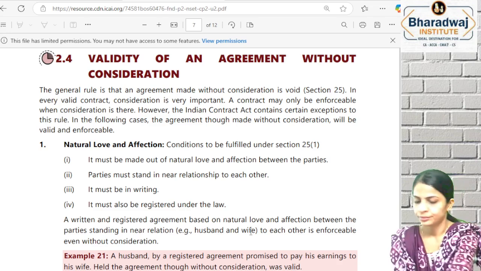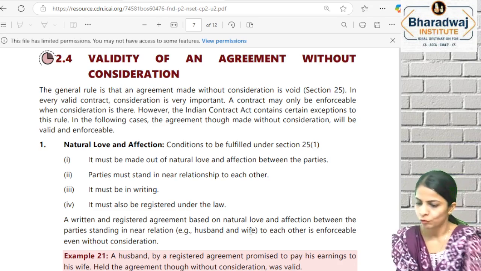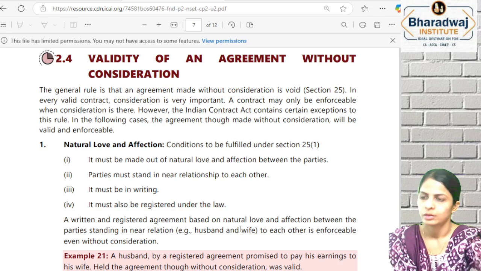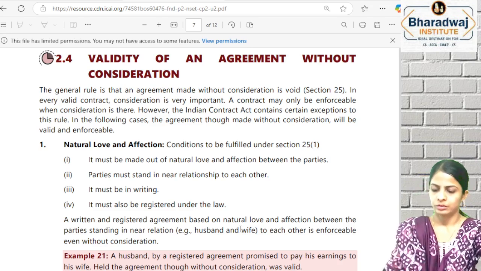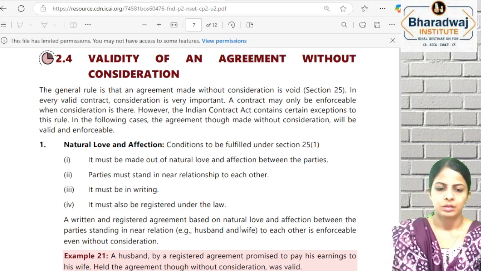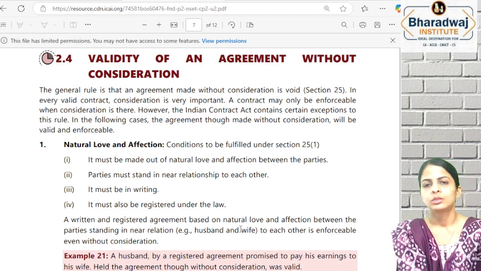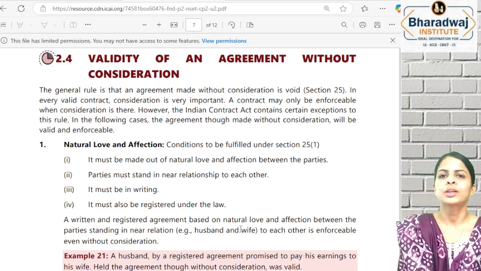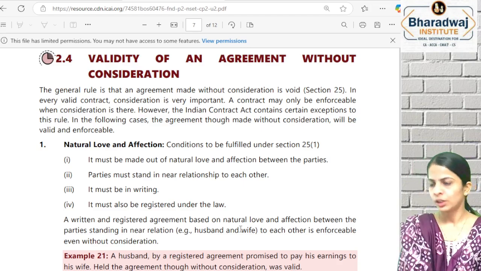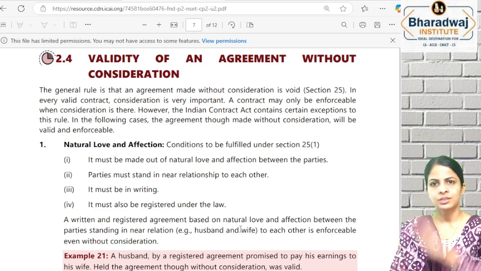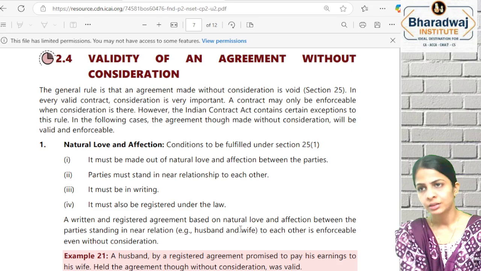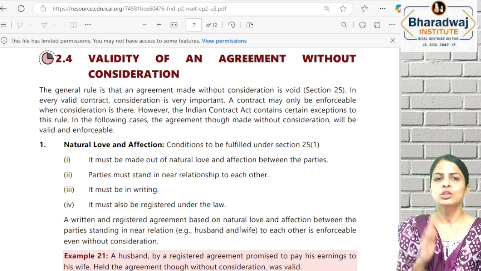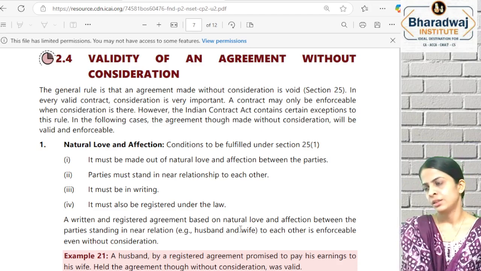Last topic for this unit. So we saw that one of the essential elements of a valid contract is consideration. Without consideration, there is no contract. No consideration, no contract. But there are a few contracts where, even without consideration, it is valid.